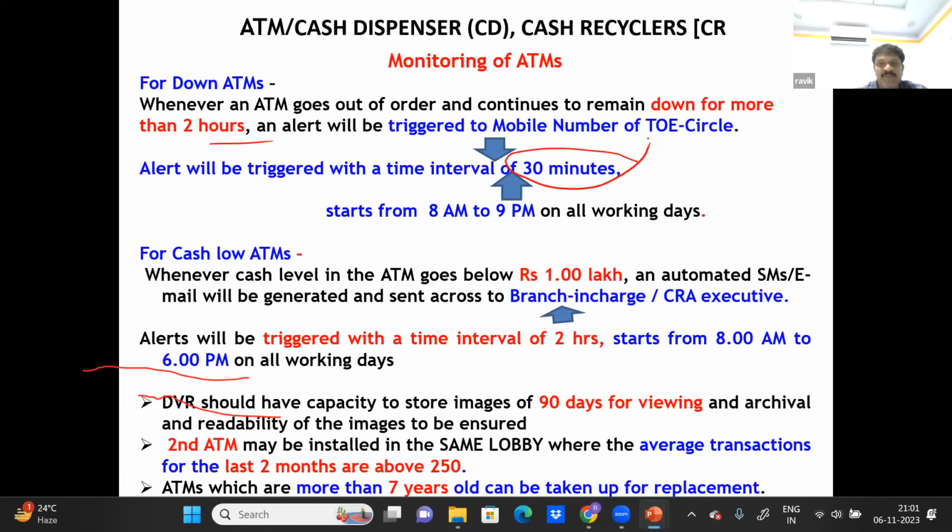And it starts from 8 a.m. to 9 p.m. on all working days. All working days, 8 a.m. to 9 p.m. it will come.